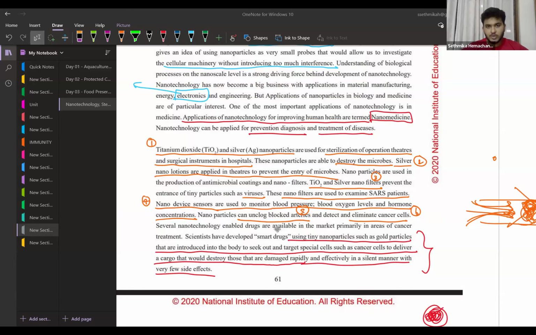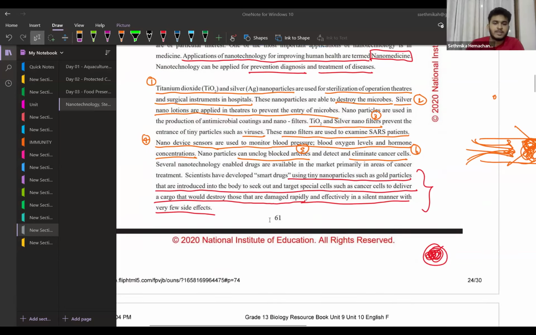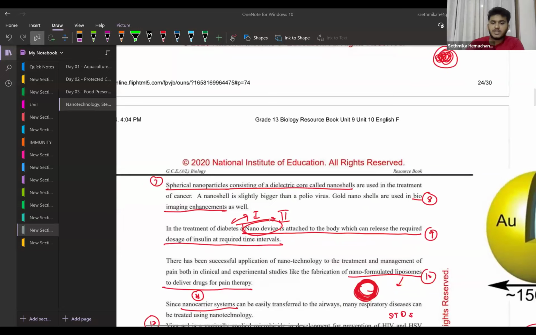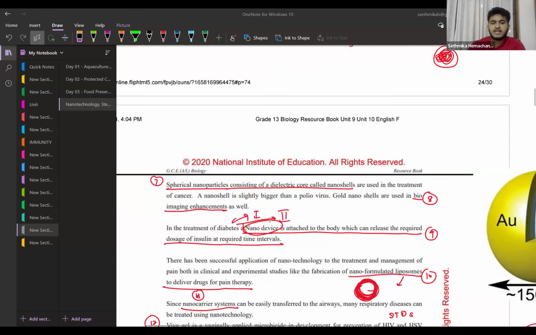Basically, an example is the gold nanoparticles. Gold nanoparticles can go in search of specific cancer cells and destroy those cancer cells only, where they would release a certain chemical cargo only if they found the cancer cells, and that would reduce the side effects highly. Then you have these nanoshells. Nanoshells are spherical nanoparticles which consist of a dielectric core, and gold nanoshells are important for bioimaging enhancements.